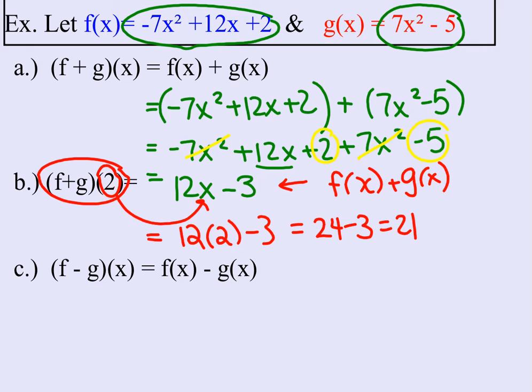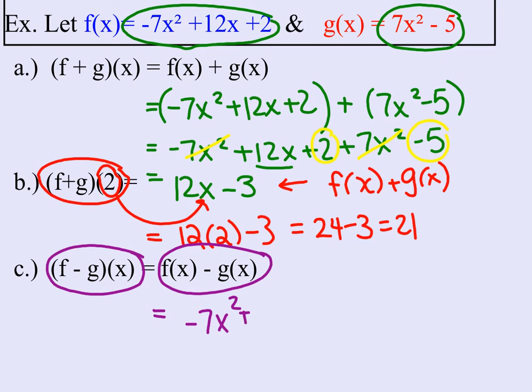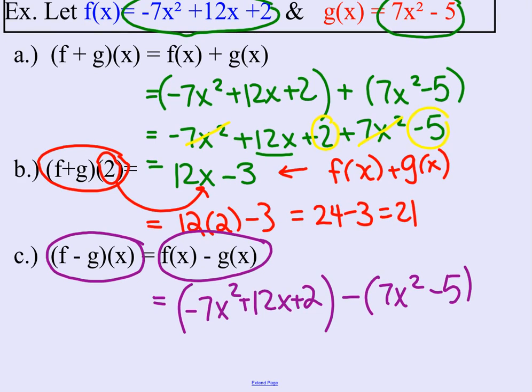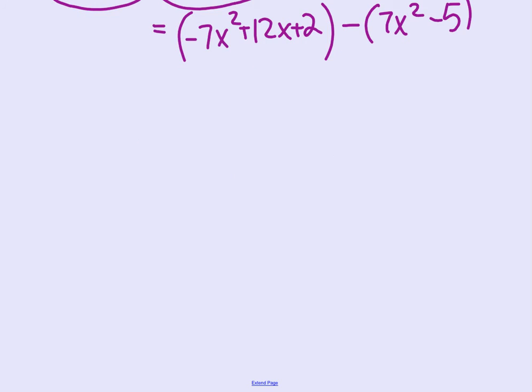Part C is saying, here are our two functions that we want to subtract. So we're going to subtract f of x and g of x. All right, let's go ahead and do that. So here's our f of x function, negative 7x squared plus 12x plus 2. And we're going to subtract g of x, 7x squared minus 5. Great, I'll go ahead and get some more room here on my smartboard.